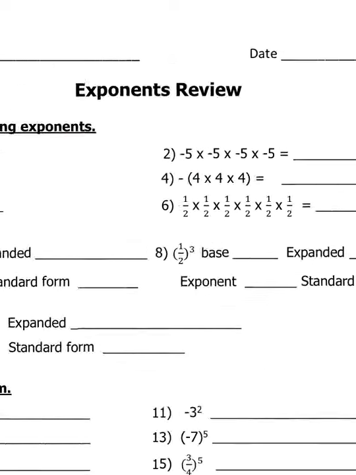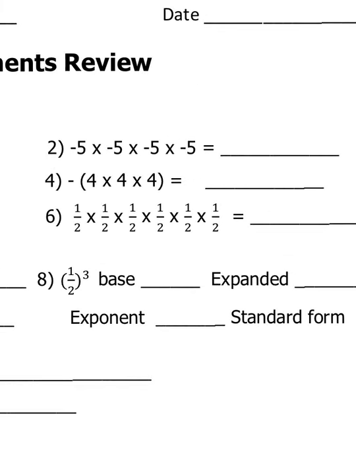If we look at number 2, whenever there's a negative in front of a number, we want to use parentheses. So we would have parentheses -5 to the fourth power. So what we're saying is -5 times -5 times -5 times -5. So -5 to the fourth power.